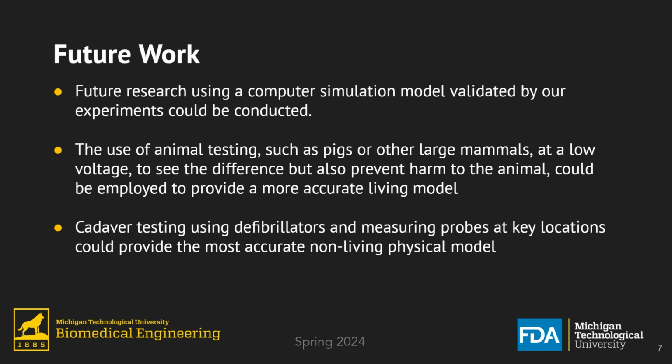The use of animal testing, such as pigs or large mammals, at a low voltage to see the difference but also prevent harm to the animal could be employed to provide a more accurate living model. Cadaver testing using defibrillators and measuring probes at key locations can provide the most accurate non-living physical model.